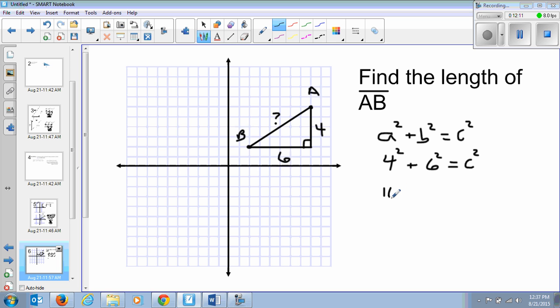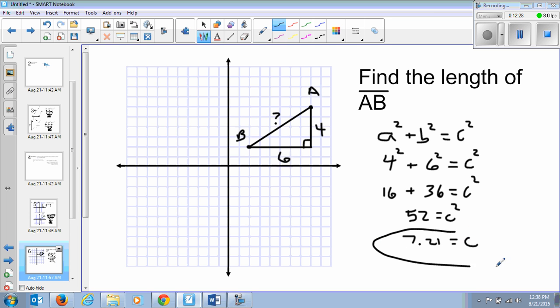Again, 4 squared is 16. 6 squared, 36, equals C squared. We add those two together, we get 52 again. And then we just take the square root to get our answer, 7.21. Much, much, much easier to solve.